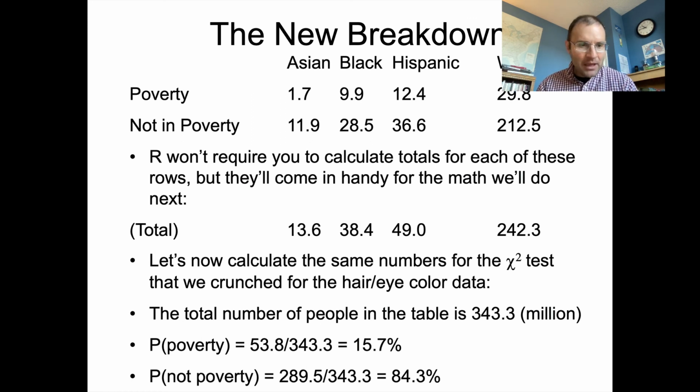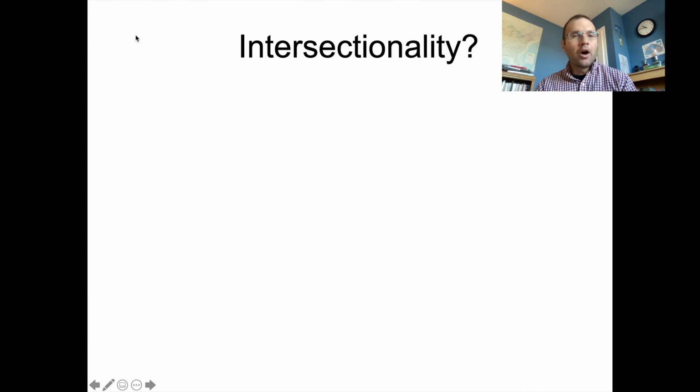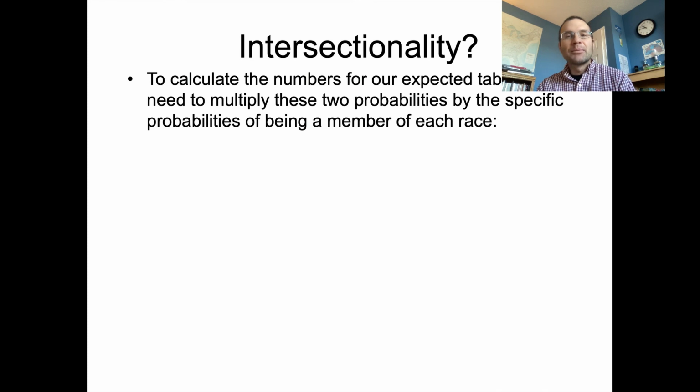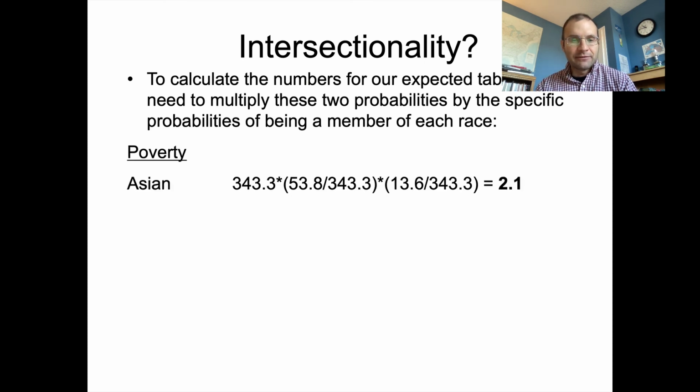Be that as it may, everybody is either in or out. So the people who are in are at 15.7%. Everybody else is 100% minus 15.7%, or 84.3%. Okay, so to calculate the numbers for our expected table, we need to multiply these two probabilities by the specific probabilities of being a member of each race. And again, we kind of did this before, but just to show you again how it works.